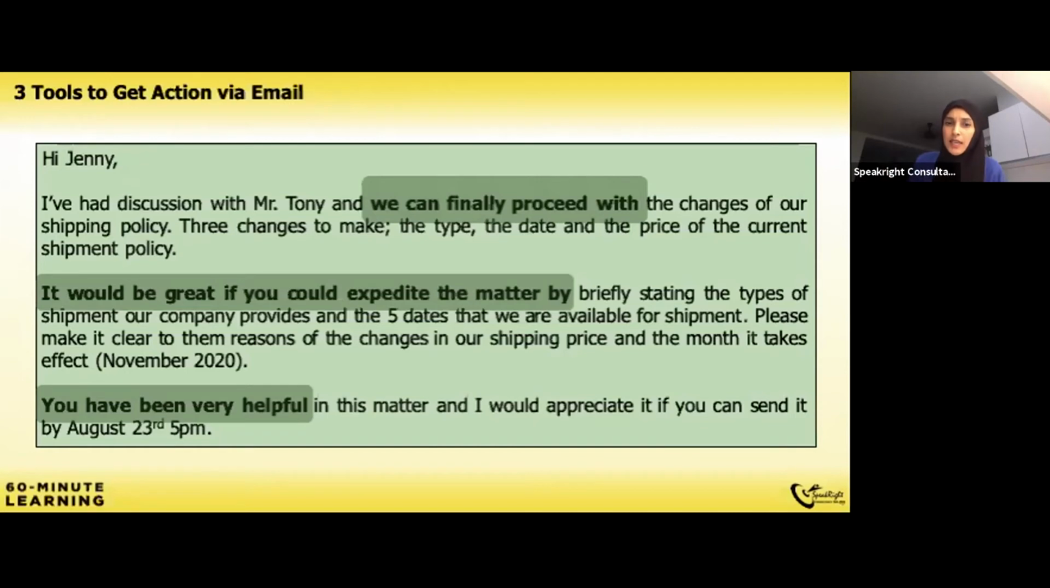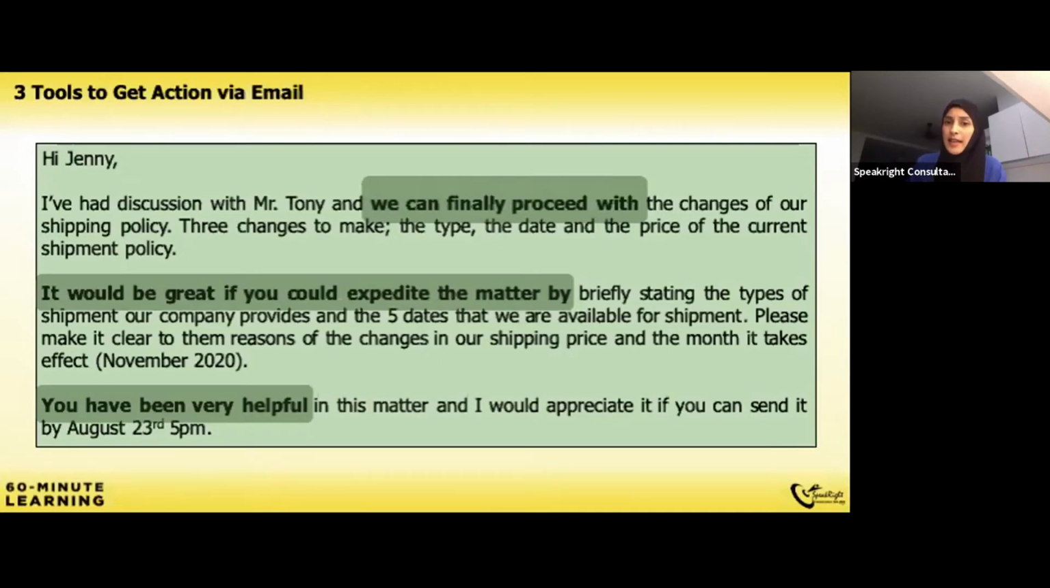So you can see the difference of how we move out of sounding so formal and robotic into more collaborative. I'm telling you, this email sounds more collaborative because Jenny feels that she has her part in contributing to this task, and she will feel more respected with the phrases that you use. She'll feel more appreciated and motivated. Okay.